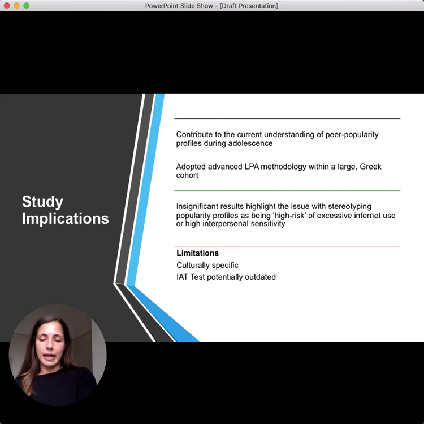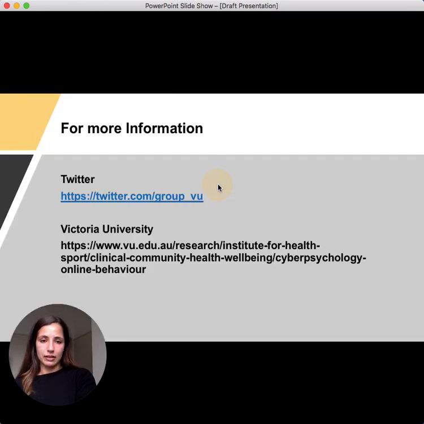The second being the age of the IAT test, which was developed in 1998. This was before internet was such a big sensation. Future research may benefit from a longitudinal study that considers how adolescents evolve through to early adulthood, as well as considering other factors of family influence and personality.